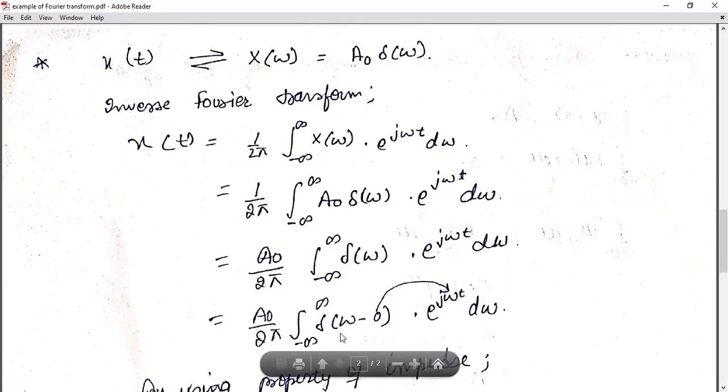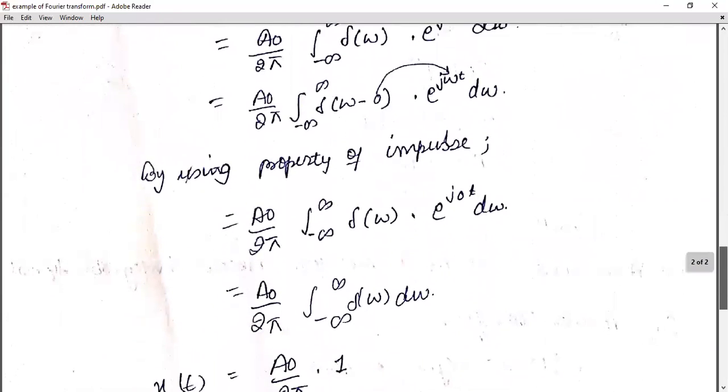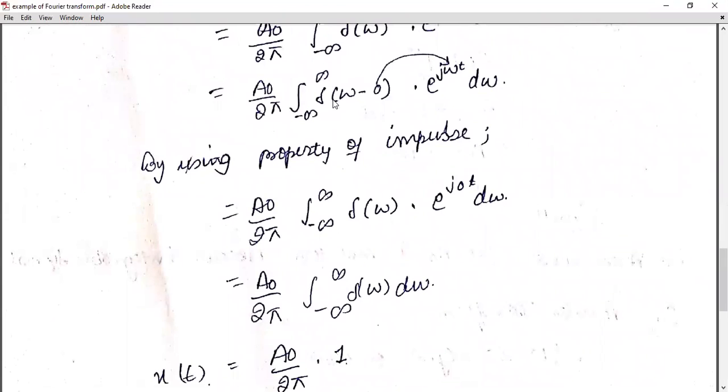We can also write del of omega as del of omega minus 0, into e raised to j omega t d omega. Why are we using this? Because this is one of the properties of the impulse function. If we have any function here in terms of omega minus something, then whatever is multiplying here, in terms of omega we substitute 0. So this is one of the properties of the impulse function. So we're directly substituting it in the equation.